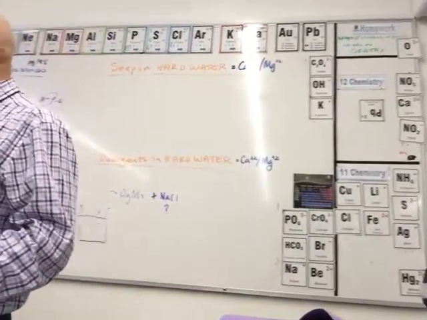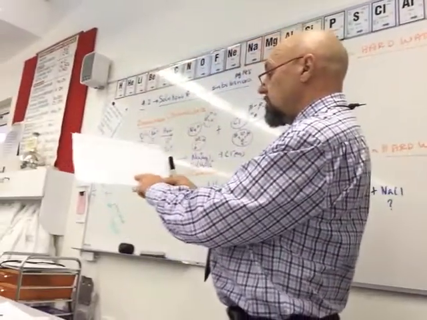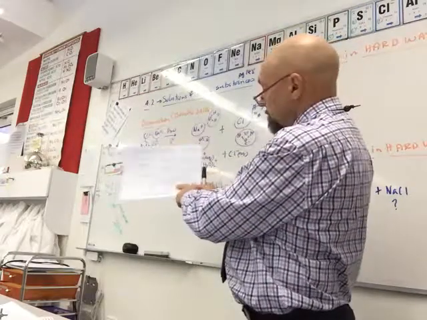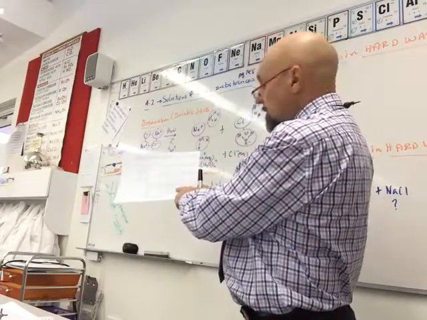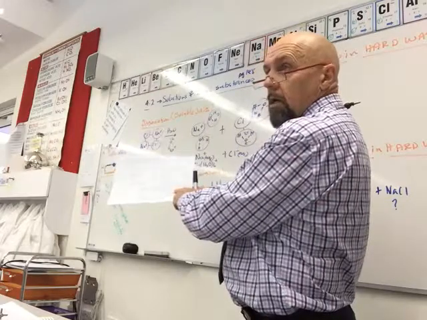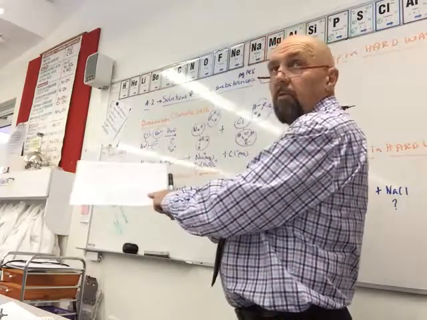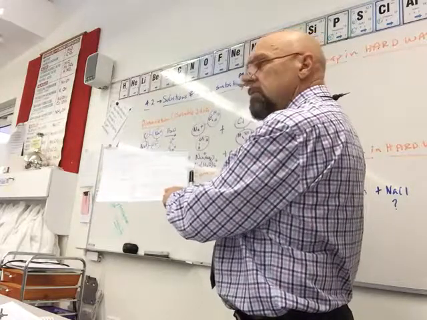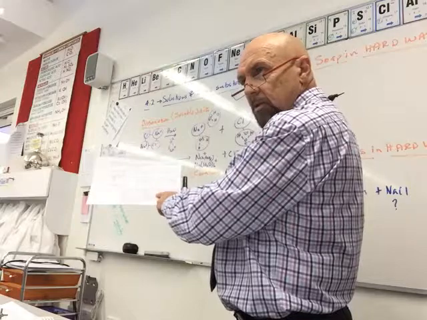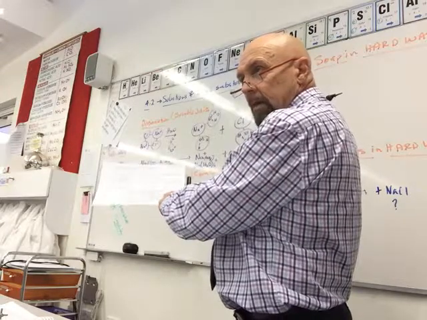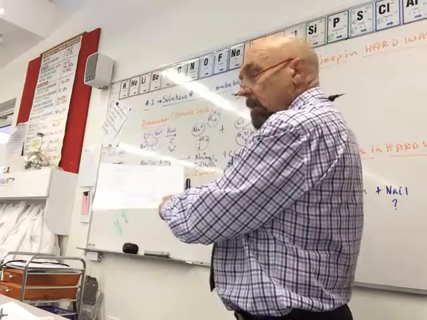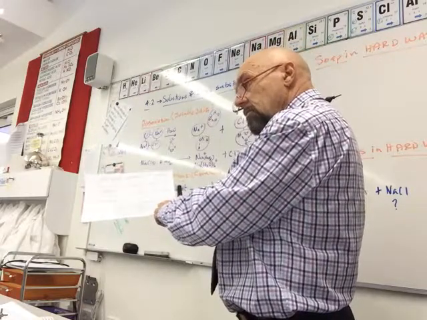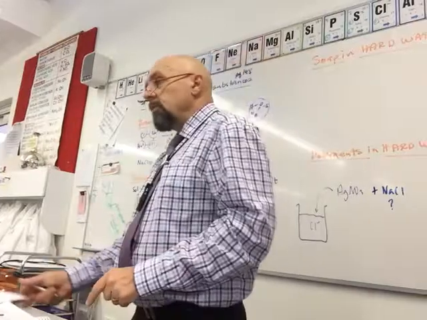Go to our periodic table. Chlorides, all soluble except silver, lead, and mercury. Sorry, all of them are soluble except for those three. So what does that mean about silver? That means silver chloride's insoluble, mercury chloride is insoluble, and lead chloride is insoluble. So how do we put it into an equation?